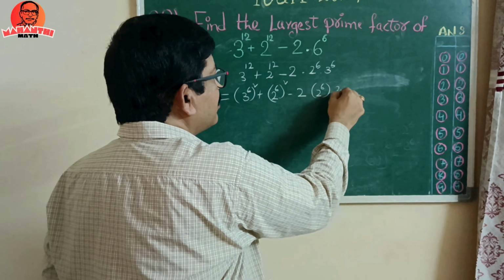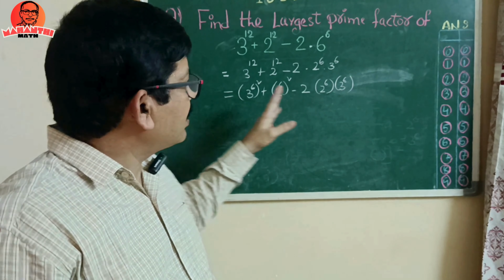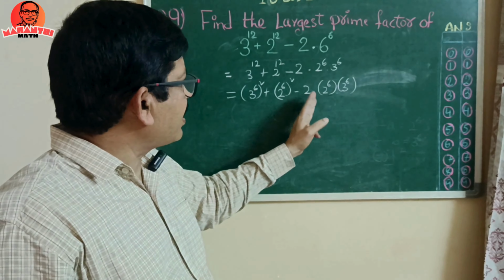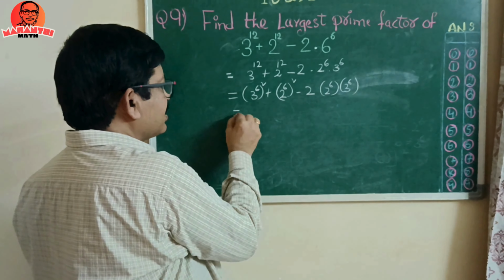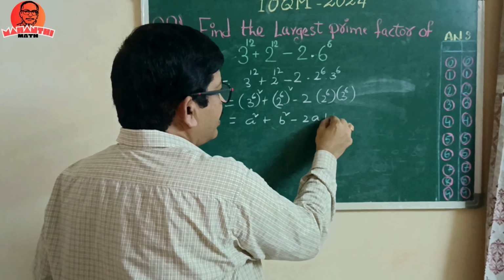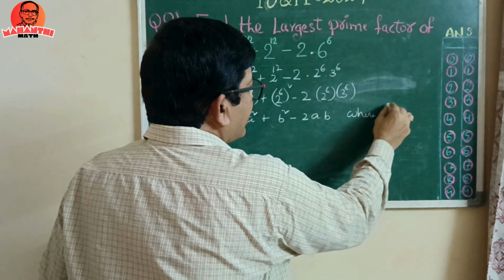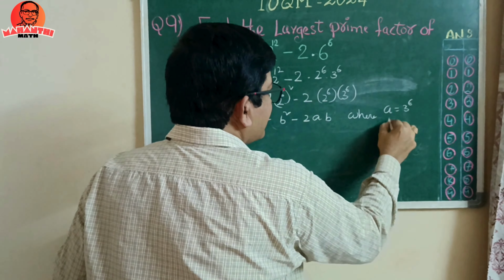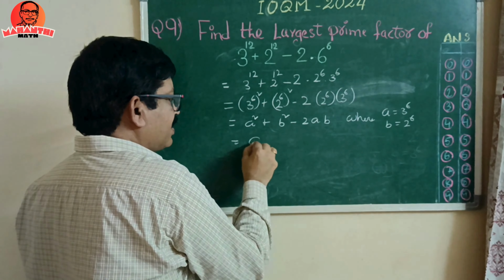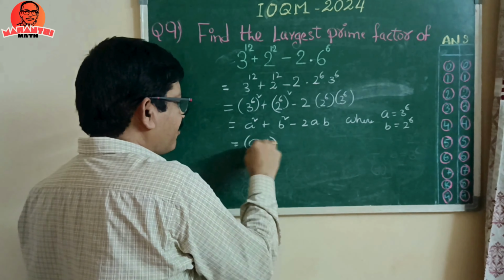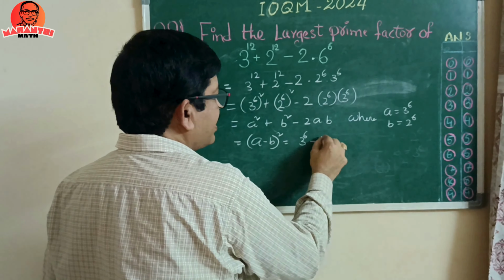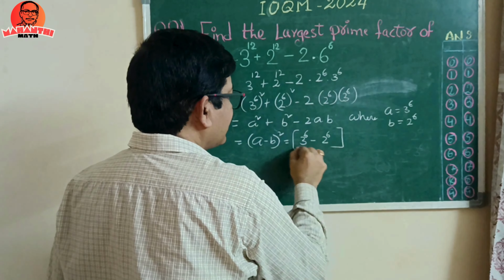By seeing this one, you can recollect the formula. What is this? This is a square. This is b square. A square plus b square minus 2ab. So this is in the form of a square plus b square minus 2ab, where a equal to 3 power 6, b equal to 2 power 6. What is the formula for this one? This is the expansion of (a minus b) whole square. So this is (3 power 6 minus 2 power 6) whole square.